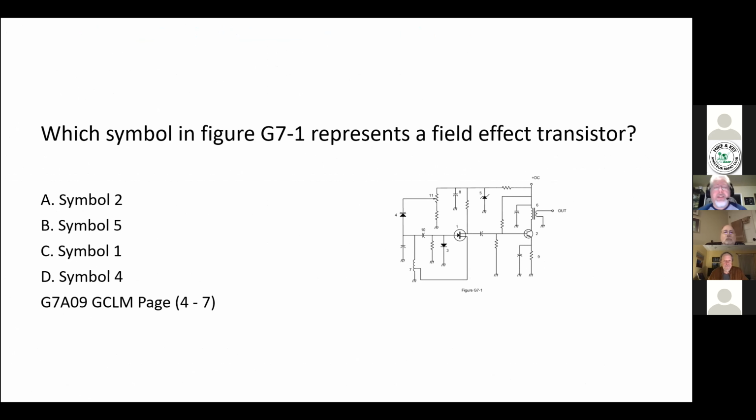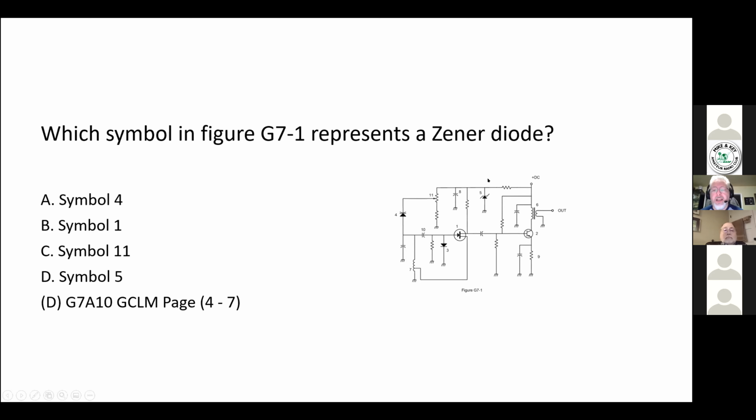Which symbol in figure G7-1 represents a field effect transistor? Okay. Charlie is correct. The symbol number 1, which is field effect, right there. Which symbol in figure G7-1 represents a Zener diode? Symbol 4, symbol 1, symbol 11, or symbol 5? Delta is correct. And that is right here.